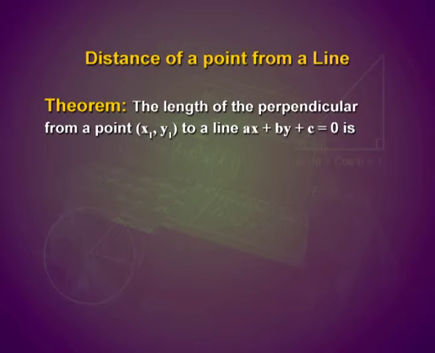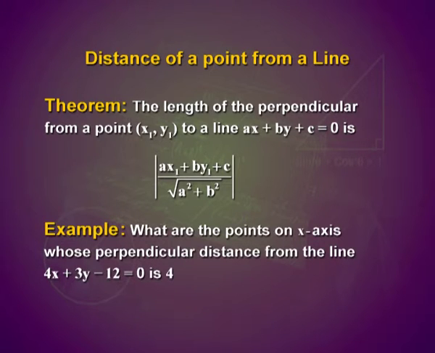Now, let us discuss the distance of a point from a line. The theorem relevant to this says the length of the perpendicular from a point (x1, y1) to a line ax + by + c = 0 is |ax1 + by1 + c| divided by square root of a square plus b square. Using this, let us solve an example.